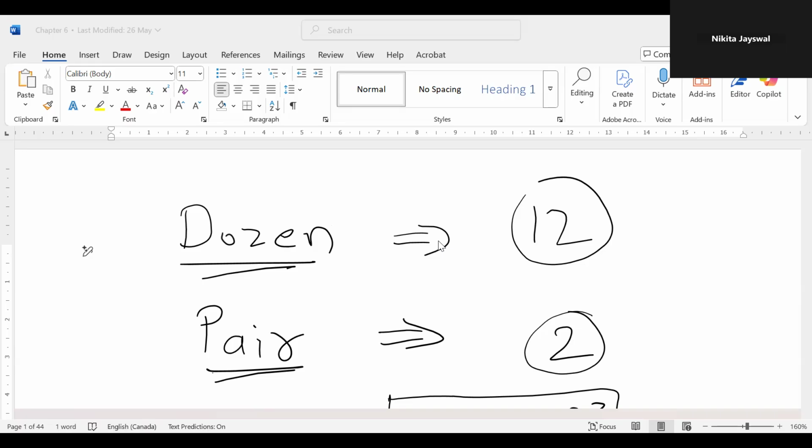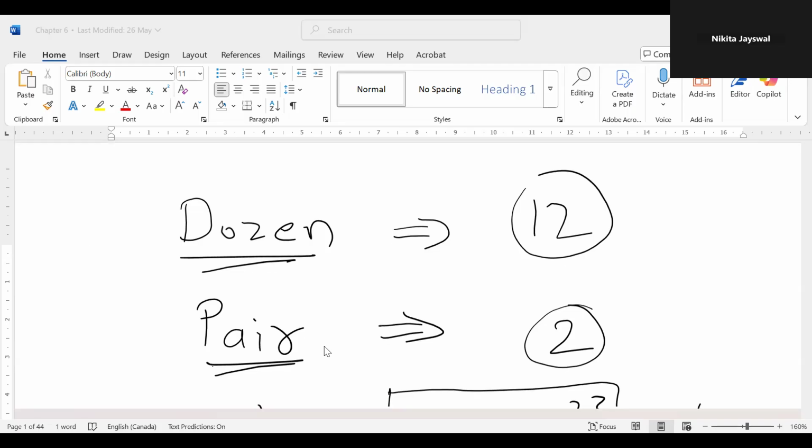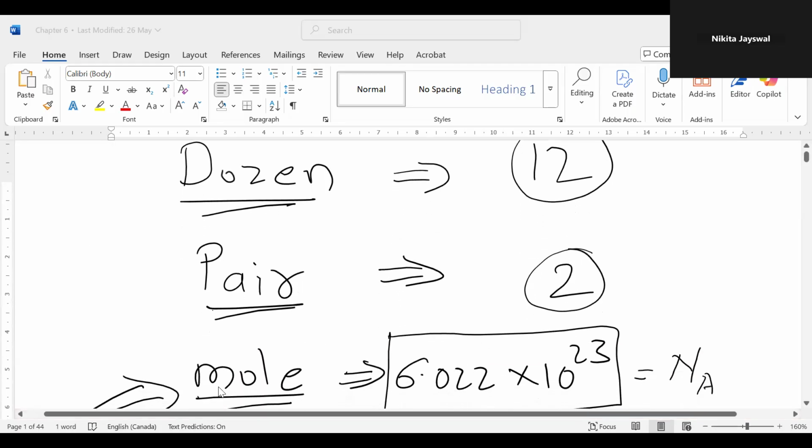If you ask for 12 pairs of, let us say, pens, he'll give you 24 pens, correct? Because the number is fixed. 12 is known to everybody. So the number 12 is known as dozen. The number 2 is known as pair. Similarly, for chemistry, mole is a number which is 6.022 into 10 raised to 23.